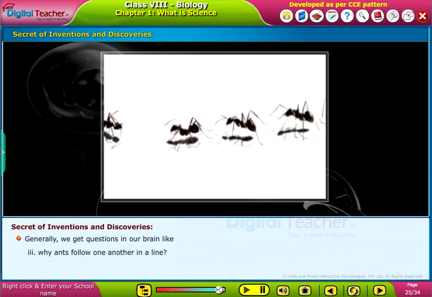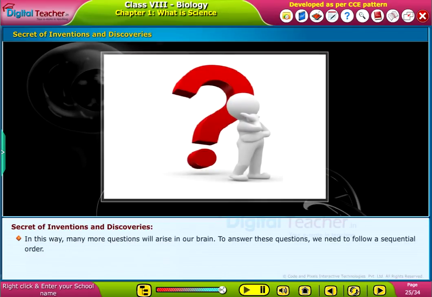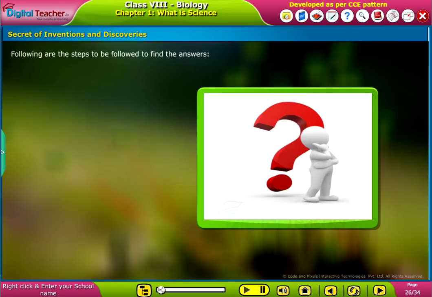Why do ants follow one another in a line? Why can we not see stars during daytime? In this way, many more questions will arise in our brain. To answer these questions, we need to follow a sequential order. Following are the steps to be followed to find the answers.